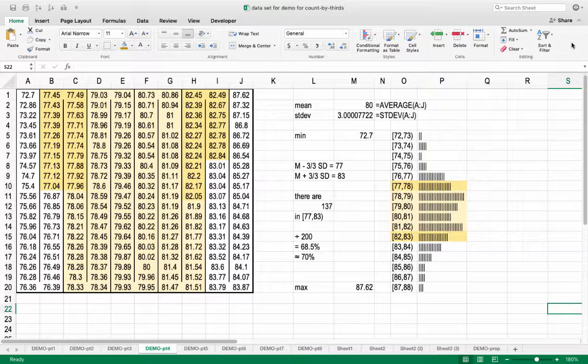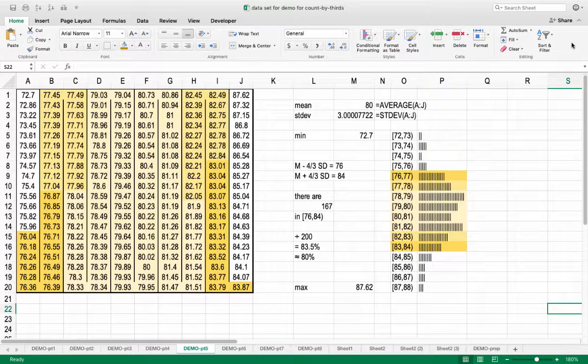Here we can see the shaded values. These are the values that actually fall within that range of 77 to 83. And we see that that turns out to be 137 values, which is 68.5%, which is about 70%. So the approximation is pretty close. Again, we can see the shaded region indicated on the tally plot as well.